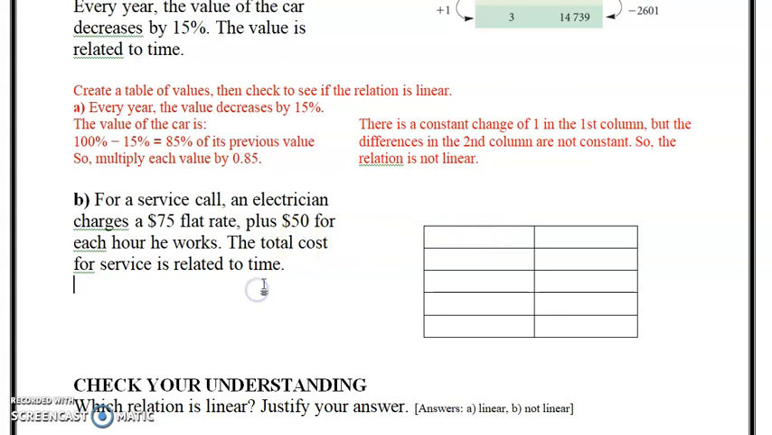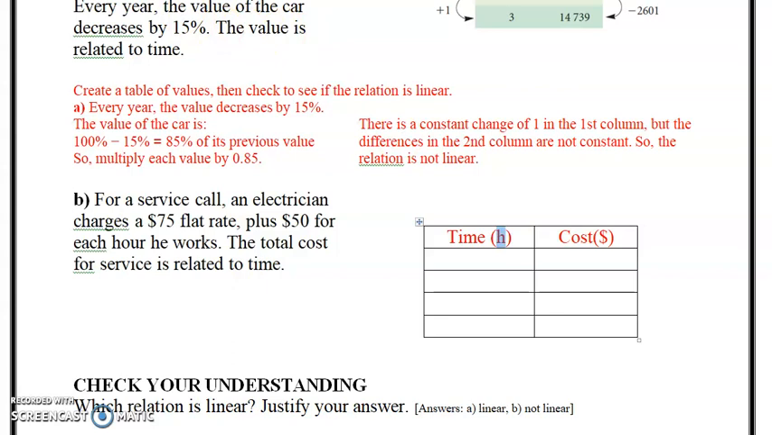Okay, let's look at a service call and electrician charges. An electrician charges a flat rate of $75. So this electrician comes in your home, just walks in the door, regardless of how long they're there. It could be 5 seconds. The cost, $75. That's what a fixed cost represents.